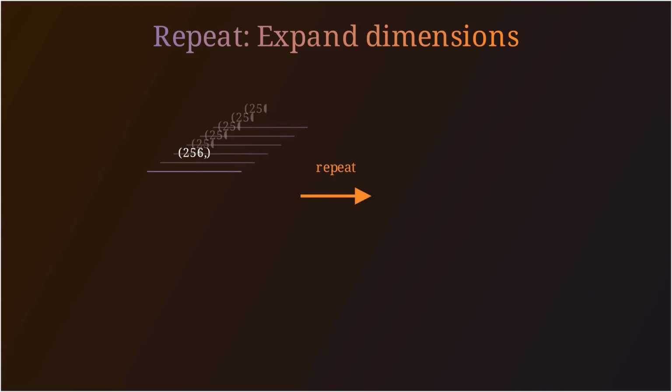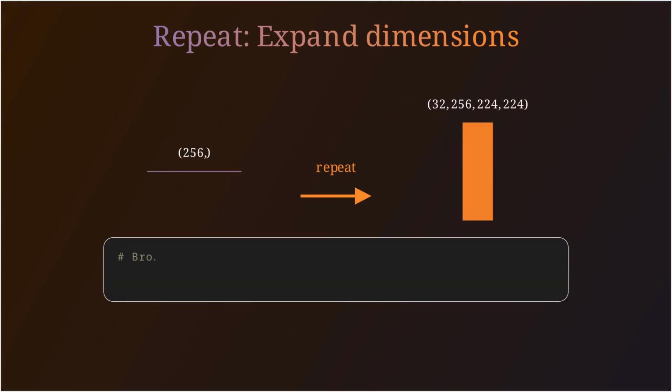Repeat expands values along new axes. Great for broadcasting. This example takes a bias vector with 256 elements and broadcasts it to a batch and spatial grid.